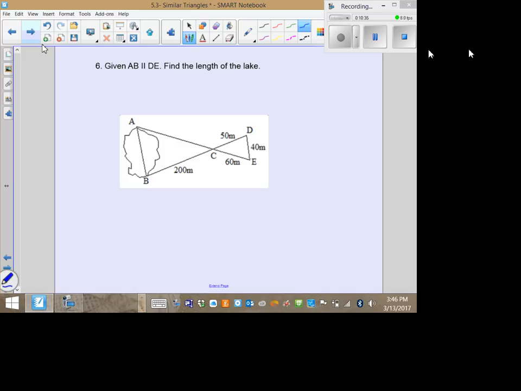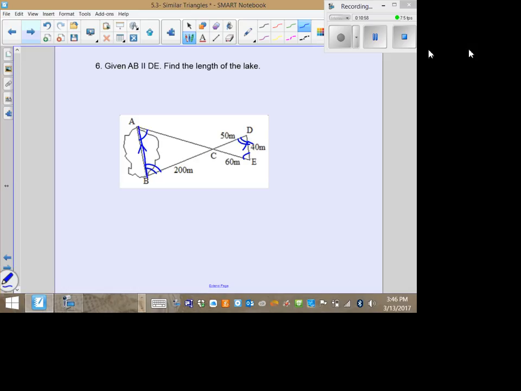And here, given that AB is parallel to DE, we want to find the length of the lake. So again, since we have parallel lines, we know that alternate interior angles are congruent. So they're similar by AA. And we want this length right here. We want the length of AB.